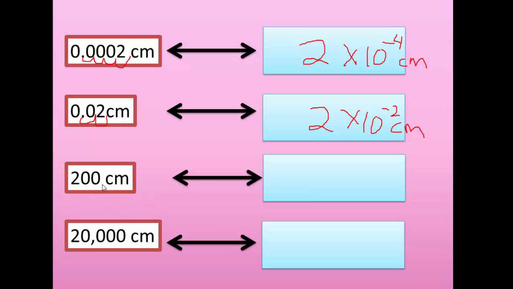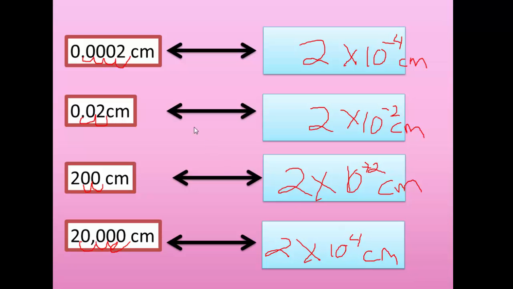So on this one here, we're going to move it to the left. So 1, 2. So you can get 2 times 10 to the positive 2. Okay, so 20,000 centimeters. 1, 2, 3, 4. So 2 times 10 to the 4th power. So be careful. Make sure you realize which direction you are moving that decimal, so you know if it's a positive or a negative.